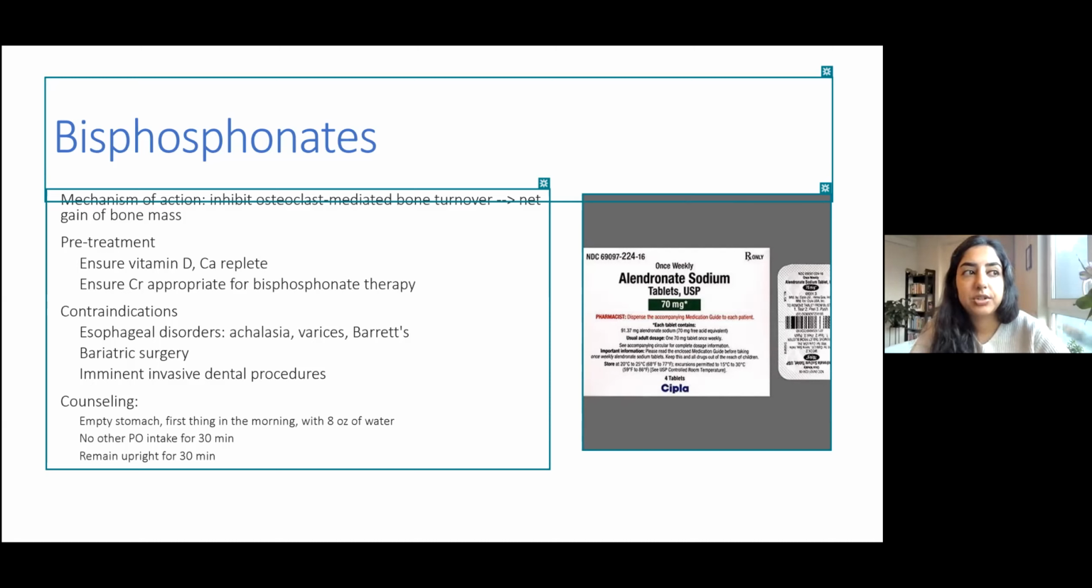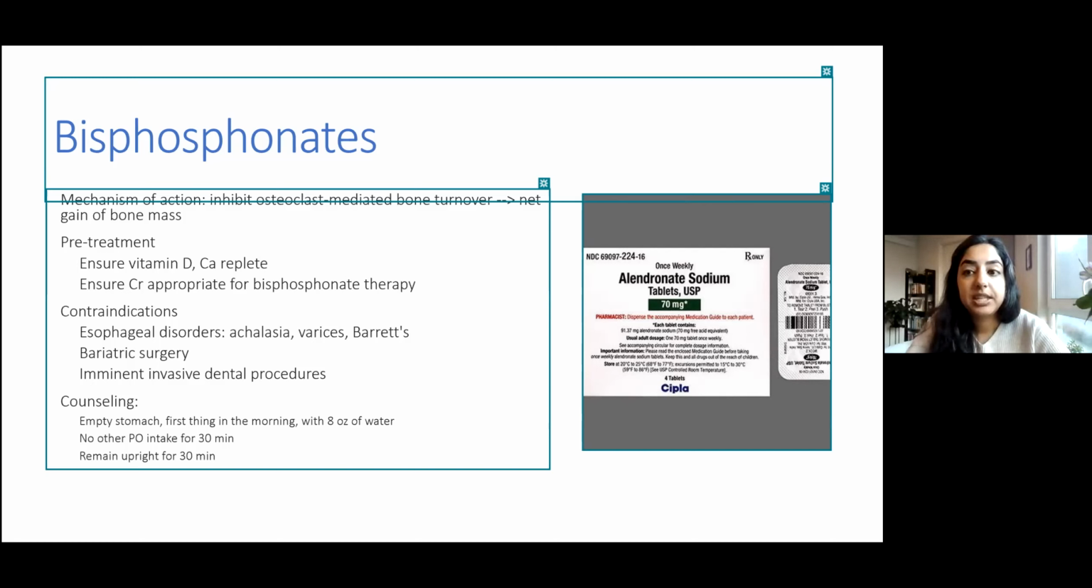Bariatric surgery. Cody talked about Roux-en-Y gastric bypass before. If a patient has a primary anastomosis of the intestinal lumen, there's evidence that bisphosphonates can cause necrosis of those anastomoses. So you shouldn't prescribe a bisphosphonate in someone who's had bariatric surgery. And then anyone who's imminently going to have an invasive dental procedure, because of the risk of osteonecrosis of the jaw.